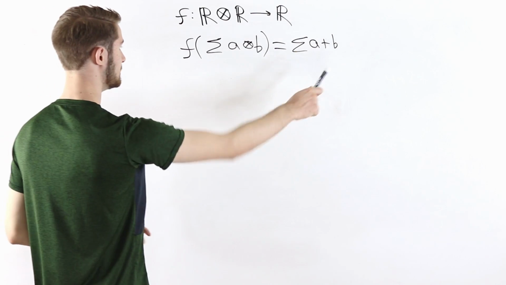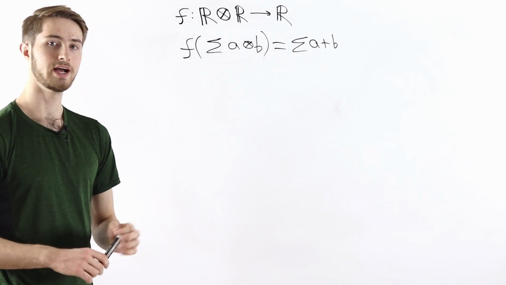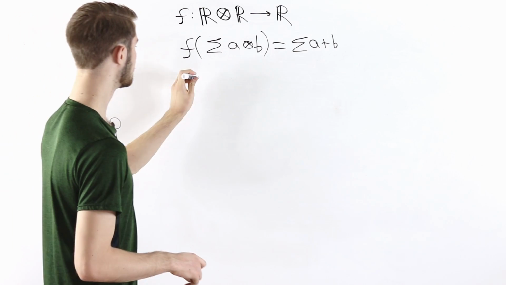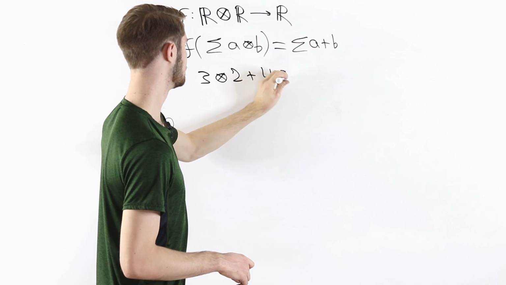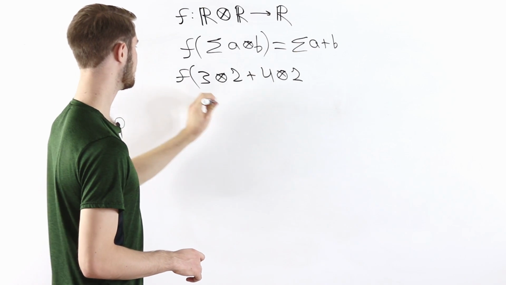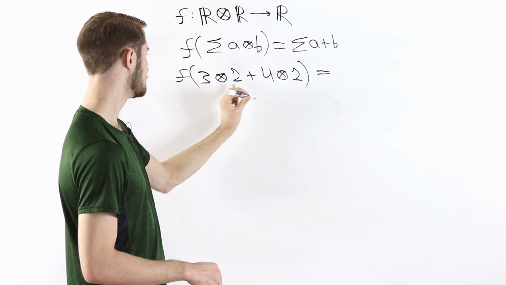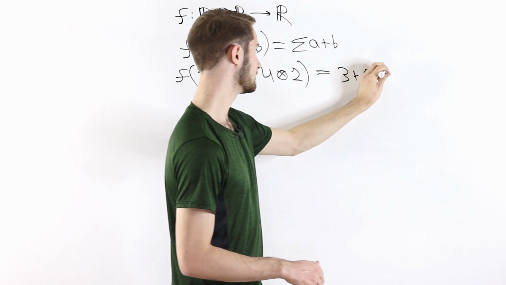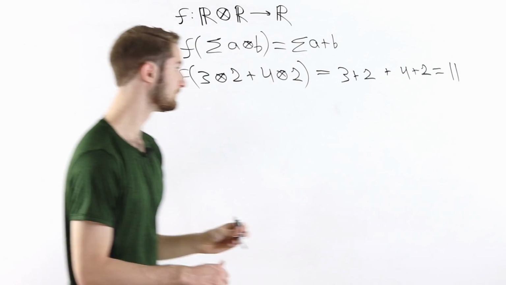If we look at this definition, it seems like it should give us a function on the tensor product. But let's see what happens if we apply f to a specific element of the tensor product. For example, let's say we look at 3 tensor 2 plus 4 tensor 2. This is an element of the tensor product R tensor R. And if we take f of this element here, the definition says that we add up each real number on the sides of the tensor. So 3 plus 2, do the same thing for the second one, 4 plus 2, and we add those up. So in total we get 11.